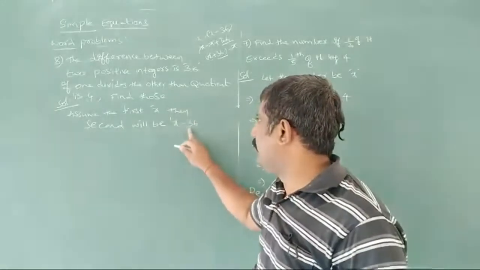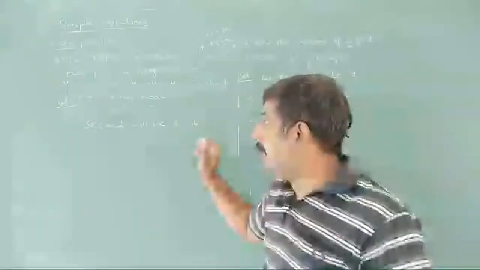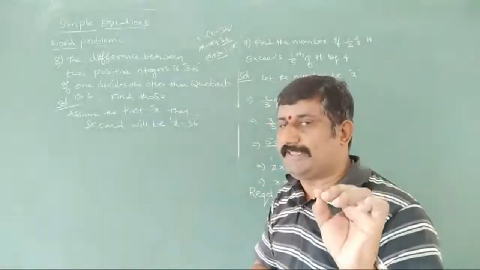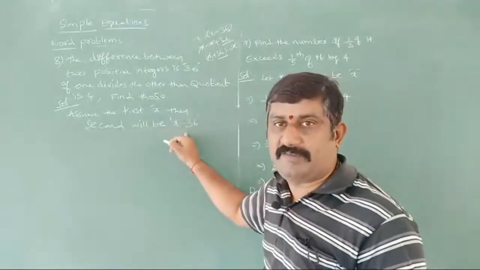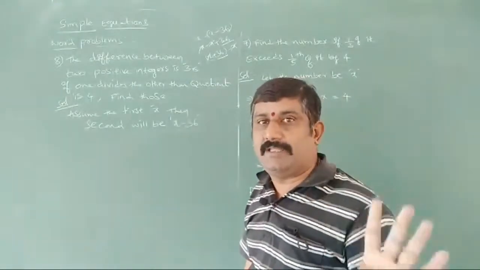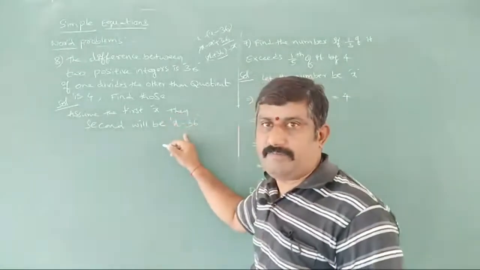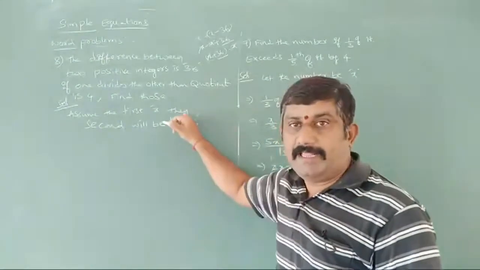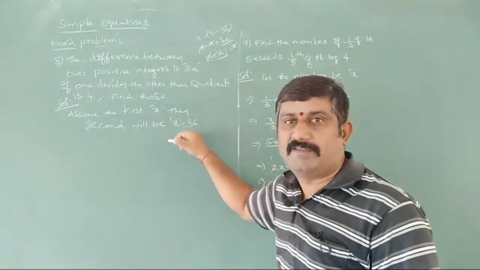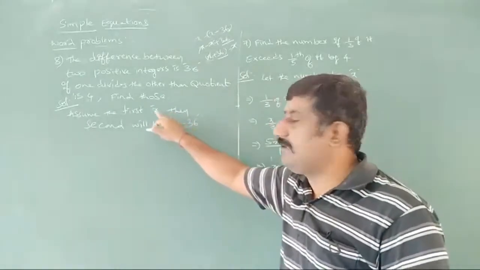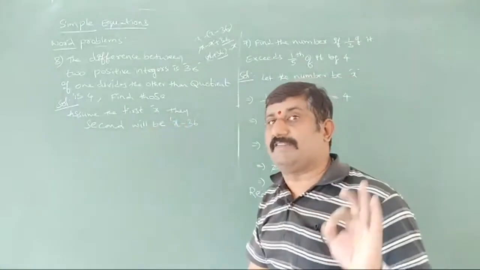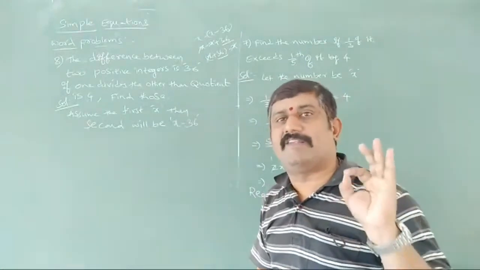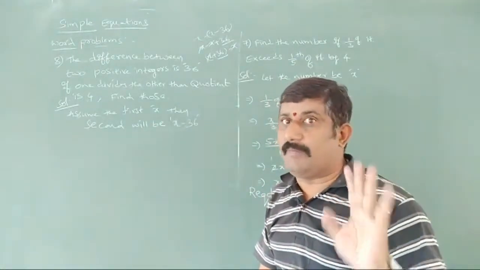Now I am getting this one here as x minus 36. Now what is given? If one divides the other, then the quotient is 4. While we are taking x minus 36 or x plus 36, you should think which is bigger, either x or x minus 36. In this case, x is greater and x minus 36 is lesser, so x minus 36 is dividing x. In another case, if x plus 36 we are taking, then the second one will be x, and x plus 36 is bigger. You should keep this in your mind compulsorily.